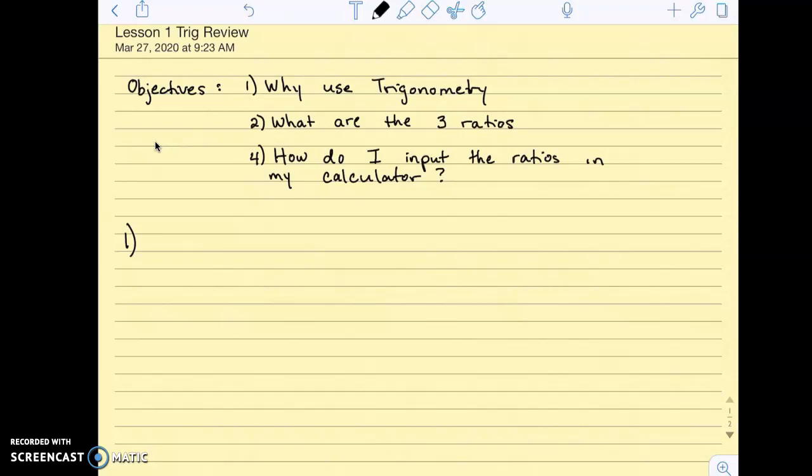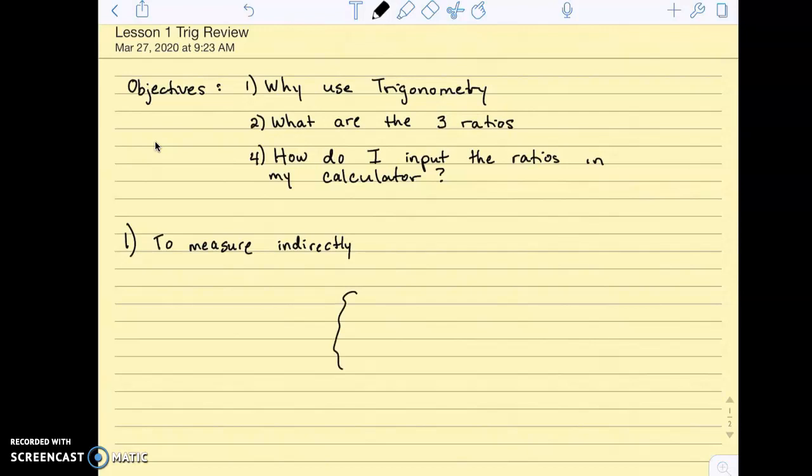We have three objectives. Why use trigonometry? What are the three ratios? And how do I input the ratios in my calculator? We use trigonometry to measure indirectly. Remember, you need to write this down.